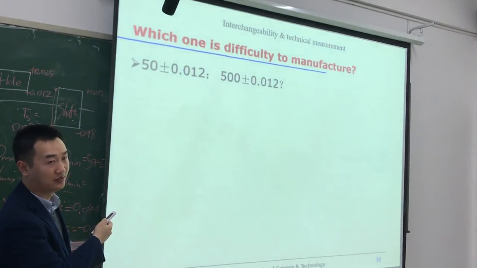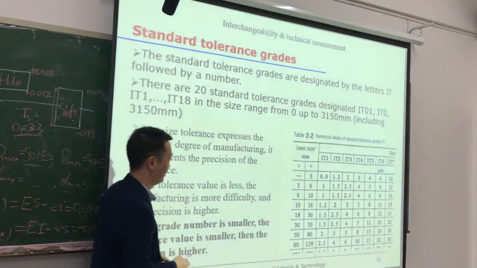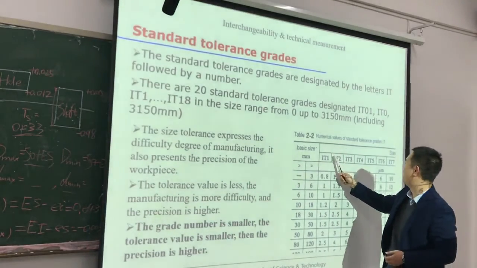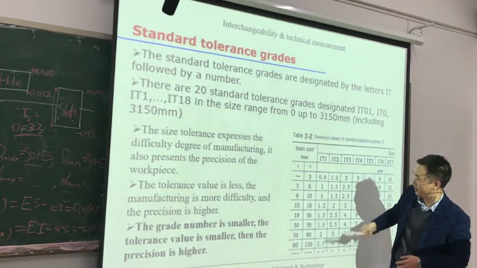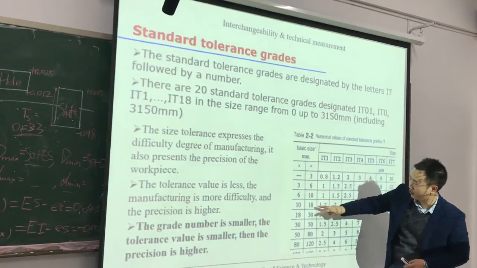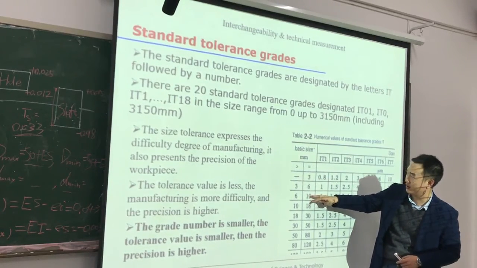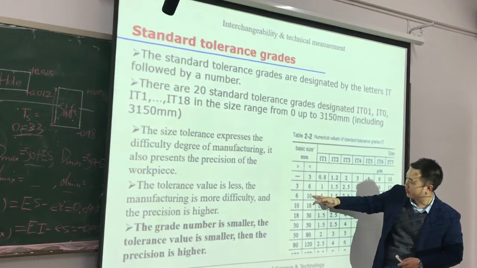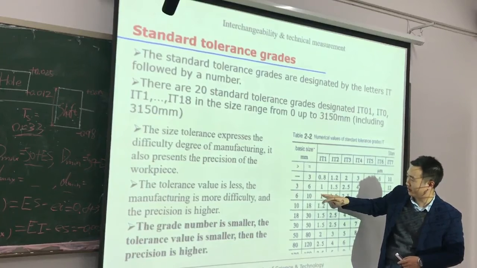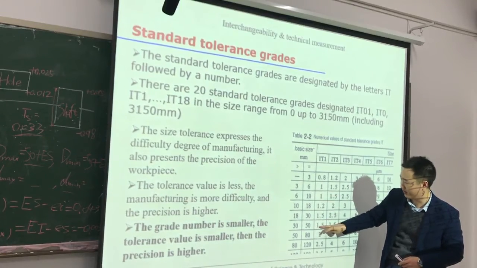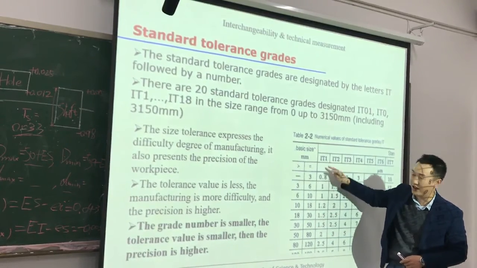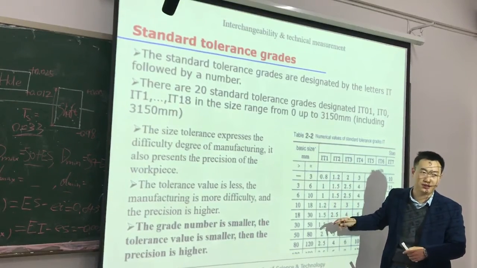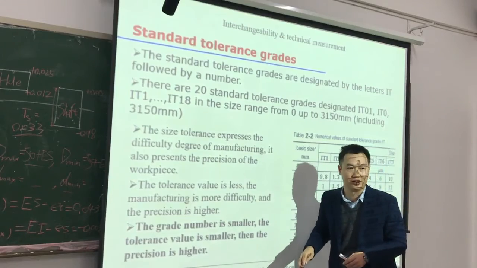The bigger one, right? Because I just said for the same standard tolerance grade. This means if you manufacture a cylinder with a size of 10 and 15, for 10 the tolerance is just 1, and for 15 is 1.5. They are in the same standard tolerance grade. That means their position is the same.